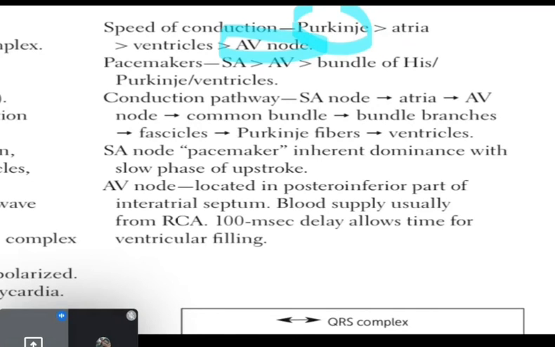Now the pacemakers, as we say, the SA node is faster than the AV node. And how did this happen? How does the conduction happen in all these pathways? You know that the SA node will give the signal to the AV node. After the AV node has the signal, it will give it to the bundle of His. And after the bundle of His, this bundle will transmit the signal to the Purkinje fibers. So from the Purkinje fibers, the ventricles will contract.